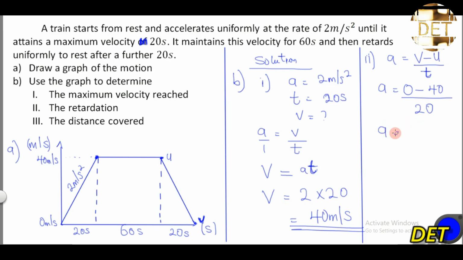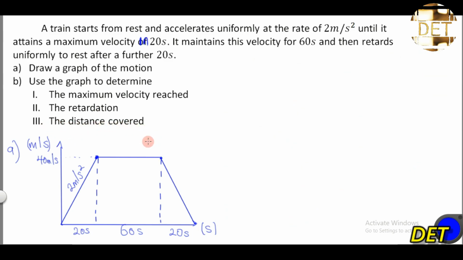So acceleration will be equal to 0 minus 40, which gives minus 40, divided by 20. Minus 40 divided by 20, acceleration will be equal to minus 2 meters per second square. So this is our retardation, which is negative acceleration.